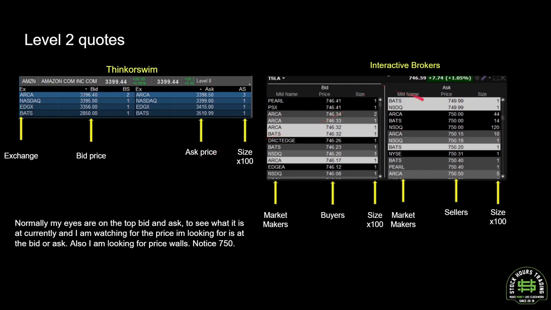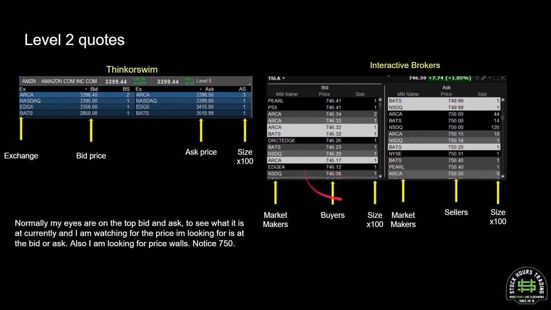So normally my eye is right up here at the top to see the current bid or ask. And like I said, if I'm looking for the 750 breakout level on Tesla, you can see we have 750 right here on level 2, and I would wait for that to get to the ask to get in. And that's essentially how I use level 2 to scalp.